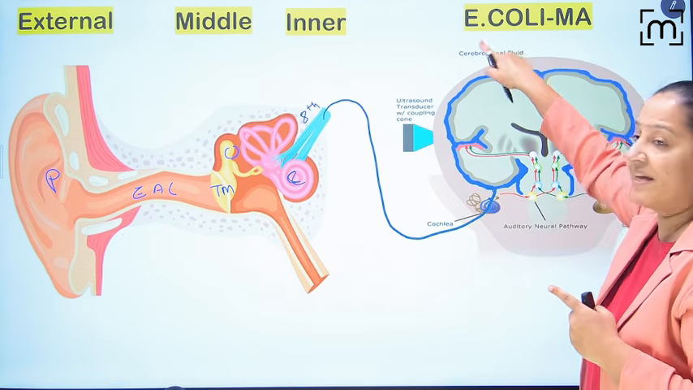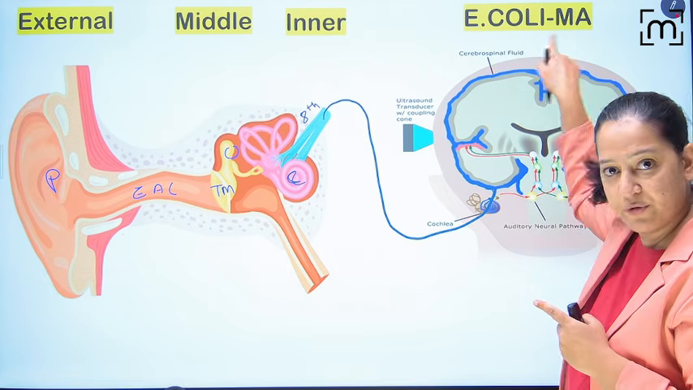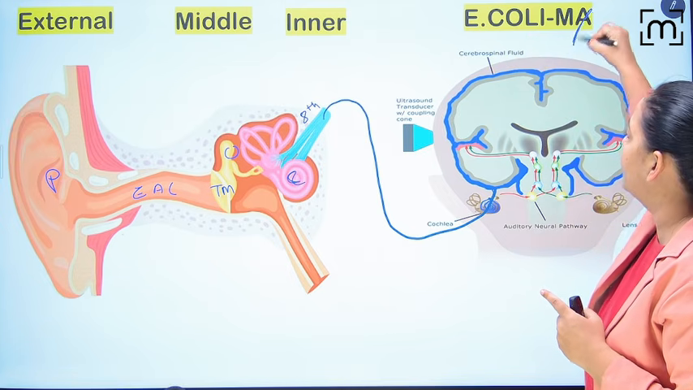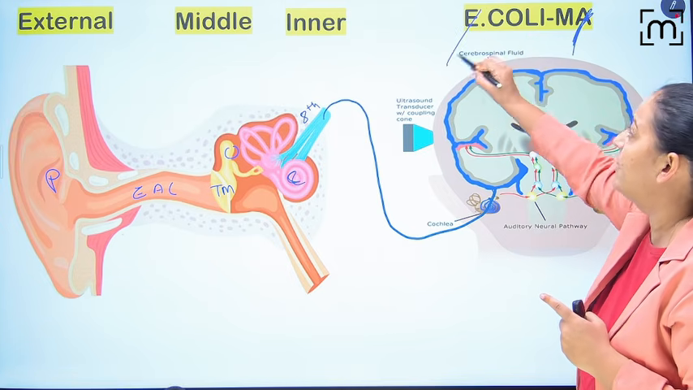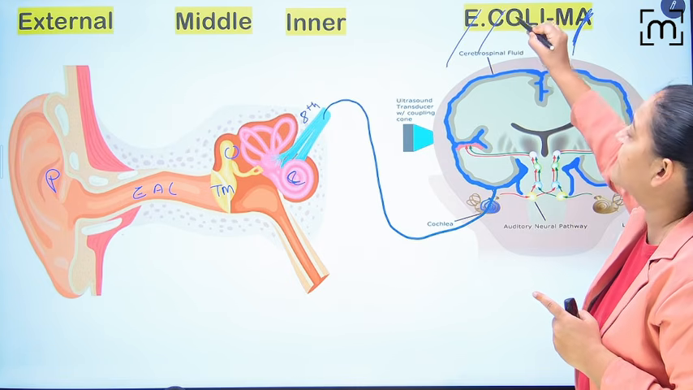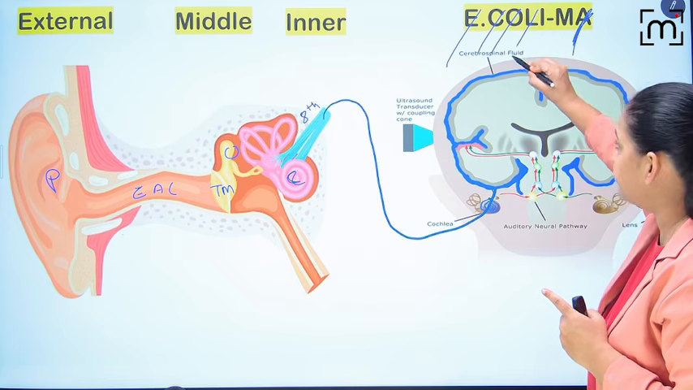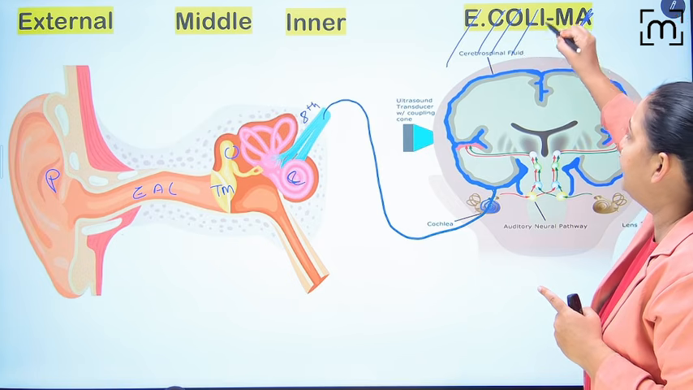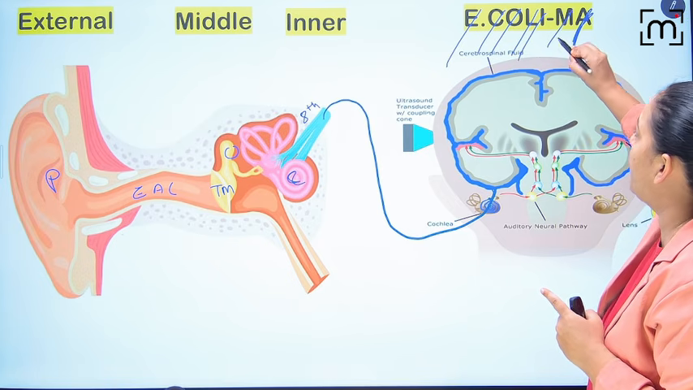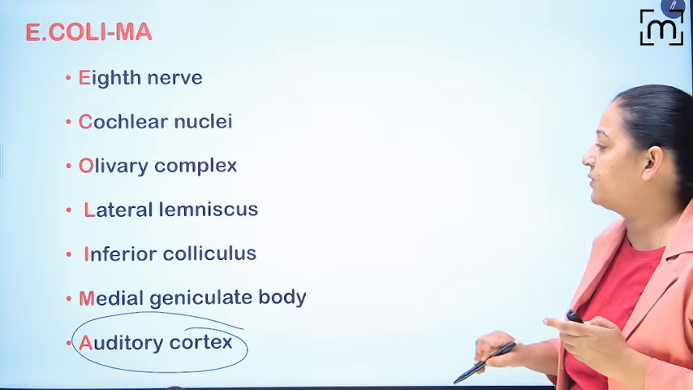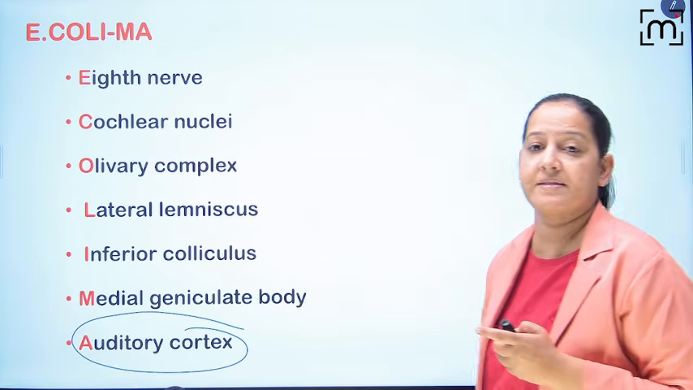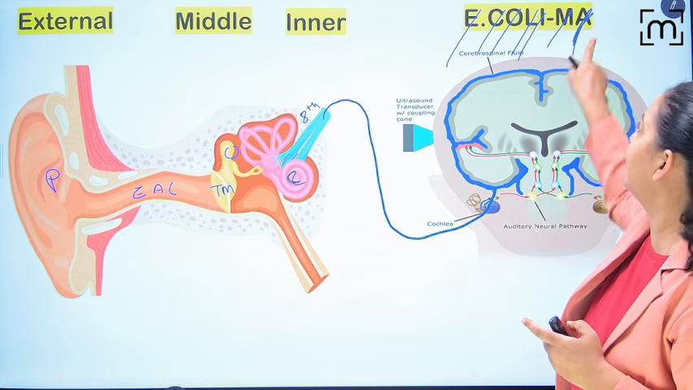In the brain, the mnemonic is E. COLI MA. You know the 8th nerve. I told you this mnemonic. E. COLI MA, A is the auditory complex. It is the 8th nerve, and I told you it is the cochlear nucleus, superior olivary nucleus, lateral lemniscus, inferior colliculus, medial geniculate body, and auditory cortex. So this is E. COLI MA. This is the inferior colliculus. So this is the complete E. COLI MA. And finally, it is reaching the auditory cortex.